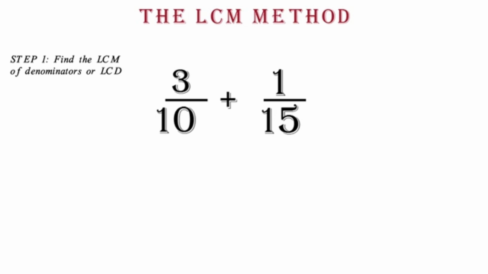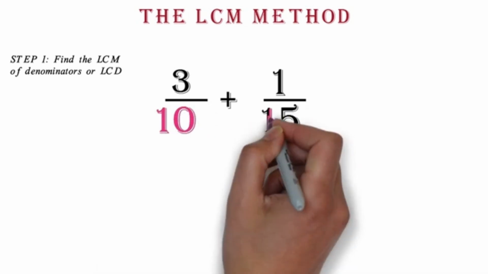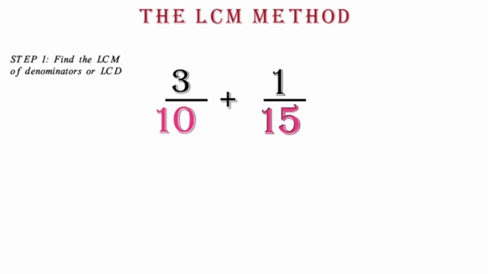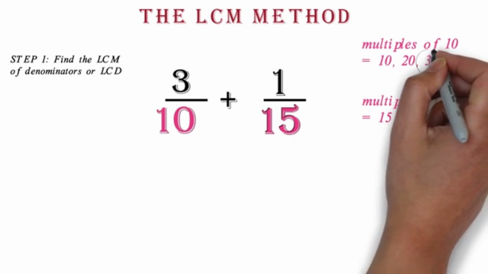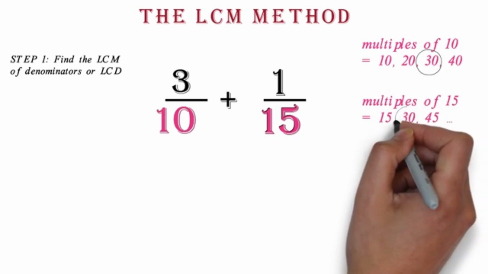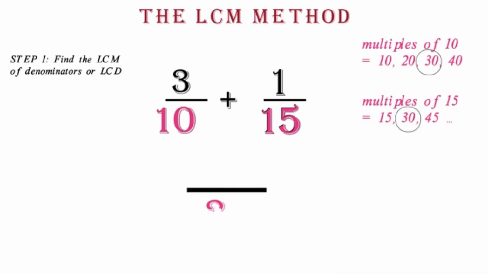So we will find the LCM of 10 and 15. You can use any of the methods we used in our video on multiples. The multiples of 10 are 10, 20, 30, 40, and so on. The multiples of 15 are 15, 30, 45, and so on. You will notice that the least common multiple is 30, which will also be the least common denominator.